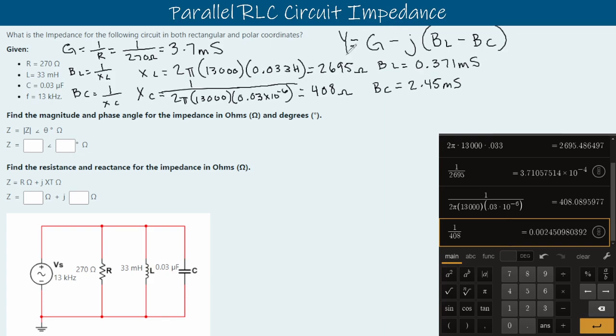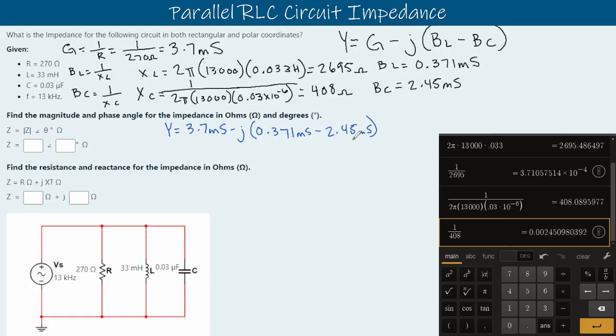All right, so now that we have all of our variable numbers, we can plug in. We can say that our Y value, our admittance, is equal to G. We know what that is. That's 3.7 millisiemens minus J, BL minus BC. We've got to keep those in the right order there because we're going to have a negative that pops up that we need to actually work with. 0.371 millisiemens minus 2.45 millisiemens, right?